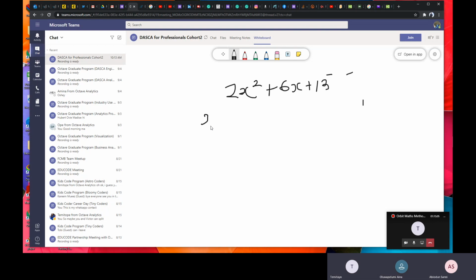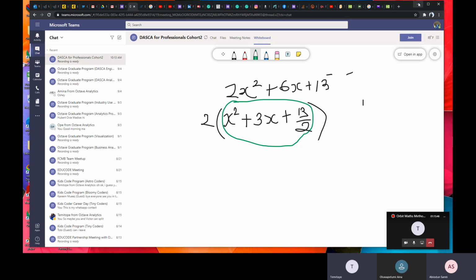I have to factorize 2, so I'll take 2 out. It means 2x squared over 2 is x squared. 6x over 2 is 3x. Plus 13 over 2 is just 13 over 2. So you are going to do this. Do you understand that? Yes. So you are going to do your completing the square method on this guy that is inside the brackets.